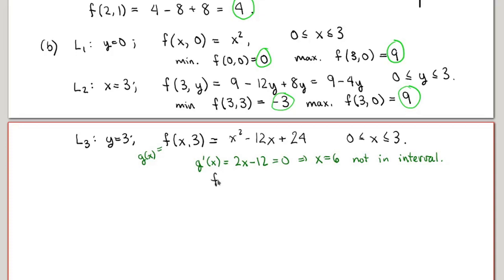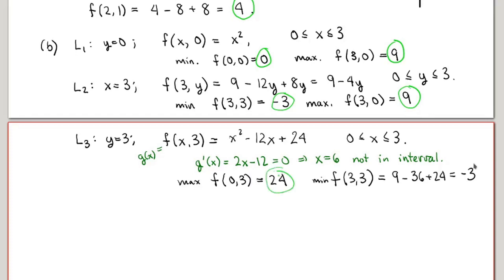So we don't know which one is which, so let's just evaluate and we'll see. So here at x equals to 0, I get the function evaluated at 0 and 3, so that should give me 24. And at x equals to 3, then I'll get 9 minus 3 times 12, that's 36 plus 24. So that's 9 minus 12, so that's minus 3. So I see this is the min, and this is the max on this boundary line. So I'm just going to keep track of those in green, 24 and minus 3.